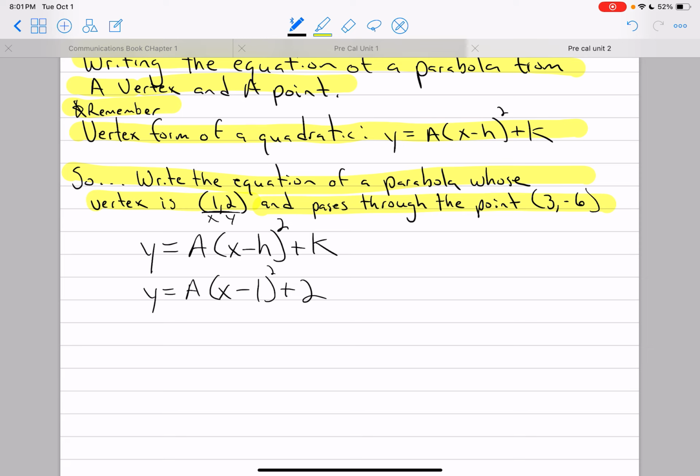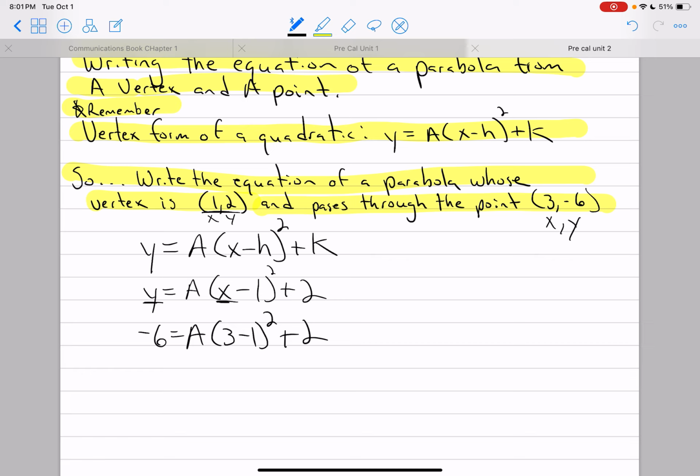So now, what else do we know? We know it passes through the point (3, 6). So when x is 3, y is 6. Oh, look at that. x is 3, y is 6. So let's go ahead and incorporate those into this equation. So y is 6, a, x is 3, minus 1 squared plus 2.